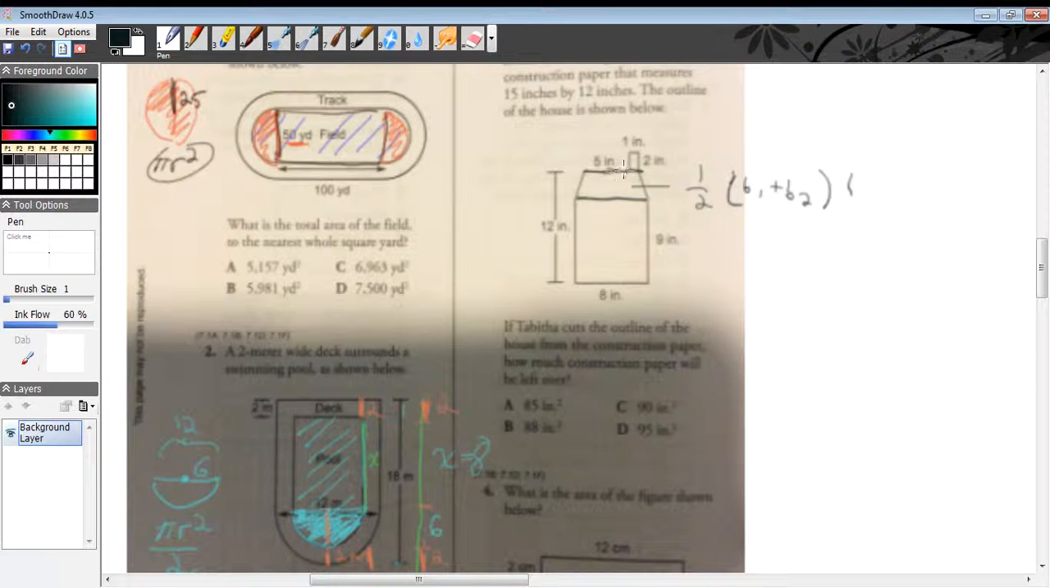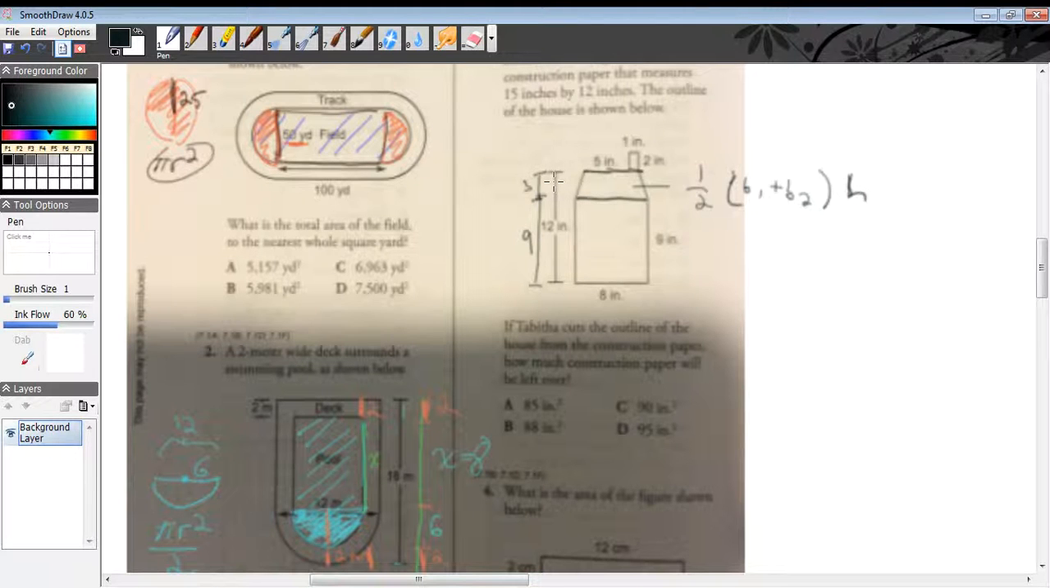The bases, this is base 1 and this is base 2, times the height. Okay, and then this is 8 times 9 here. The height, I know that this is 2. This is 9, so up to here is 9. And the whole thing must be 12. So the height of the trapezoid is going to be 3.